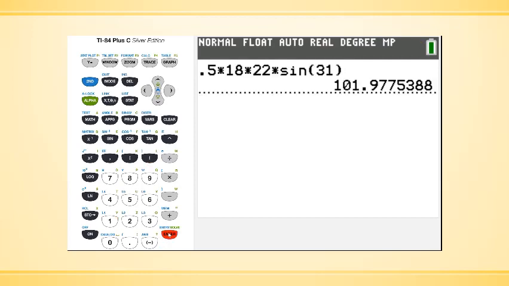And so the area, if I round it to the nearest tenth, well, it's 101.97, so it's going to be 102.0. And what's my unit of measurement? At 18 meters, 22 meters, 102.0 meters squared. Don't forget your unit of measurements. Don't lose any points by not including your unit of measurements.